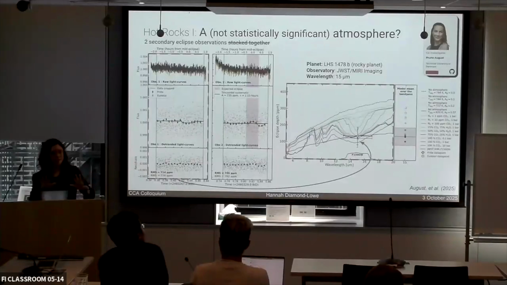Again, not statistically significant. This is not a claim of an atmosphere. But you would have hoped that if we had a second observation and you could divide by √2, then this would have been a really interesting result. Plune did really nice work and published this.